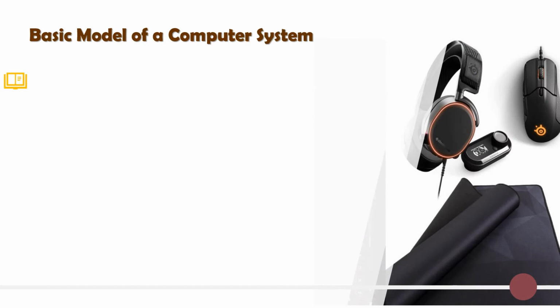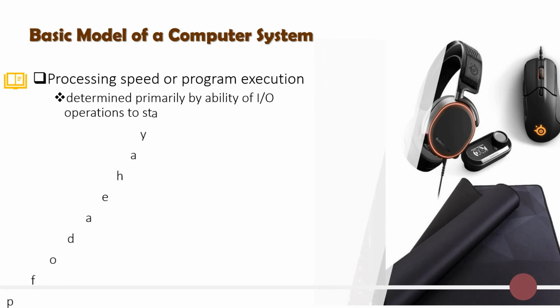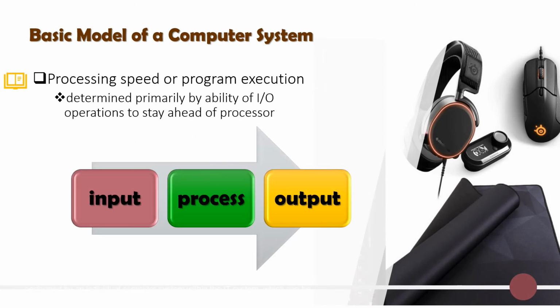Basic model of a computer system. Processing speed or program execution is determined primarily by the ability of I/O operations to stay ahead of the processor. This figure shows the input process output, IPO, model that represents the work performed by an individual computer system within the IT system, which can be characterized by input, process, and output.